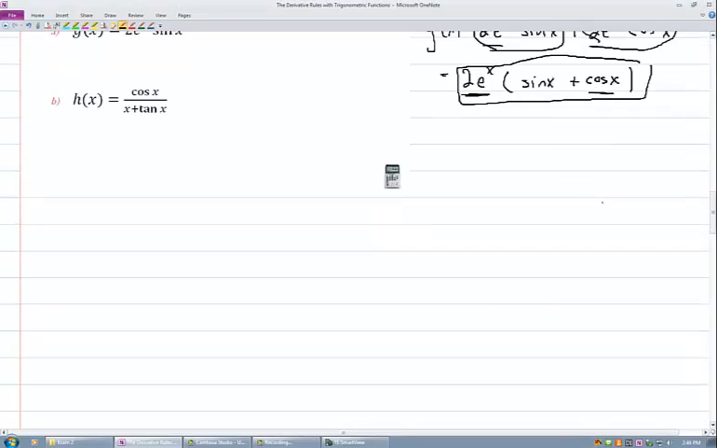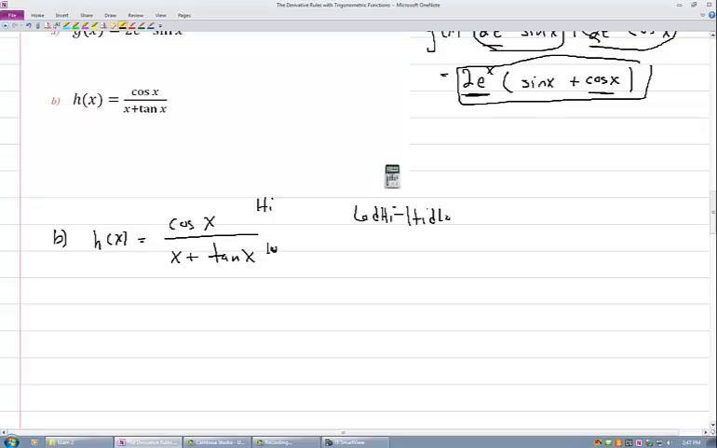The next one, let's do this one down here. I have part B, h of x equal to cosine of x divided by x plus tan x. And so when I see this type of function, I realize, okay, well, the last one was a product rule, so logic would tell me that this is a quotient rule, and indeed it is, because I have a high function and a low function. And I know the rule is low d high minus high d low all over low squared, and away we go.